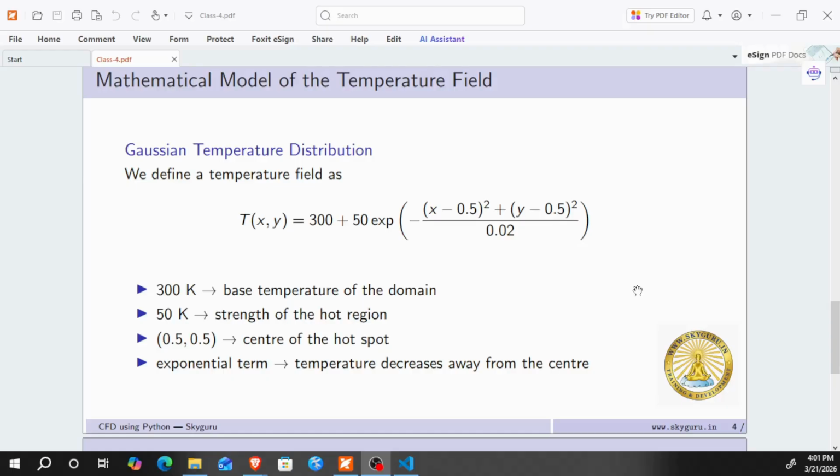Here 300 K is the base temperature, 50 K is the strength of the hot region, or we can say the temperature of the heat source, and x equal to 0.5 and y equal to 0.5 is the center of the hot spot, or the location of the heat source. The exponential term represents how temperature decreases as we move away from the center.